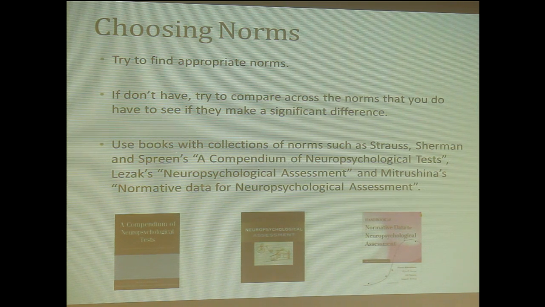For example, you find some tests will have norms for a certain age group, a younger age group, and then an older age group, and not for the in-between. So you need to then compare, well, how do they do in the older age group, in the younger age group, and then try and see if there's any significant difference, and try and gain an understanding that way. And then 3 books that I can highly recommend.